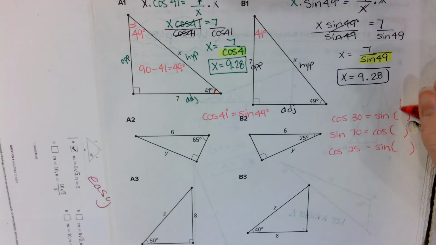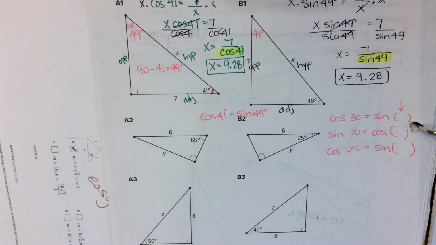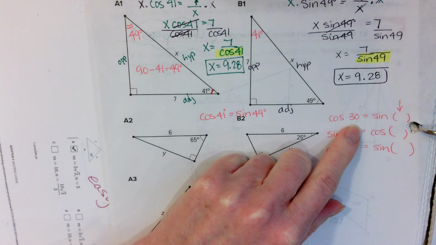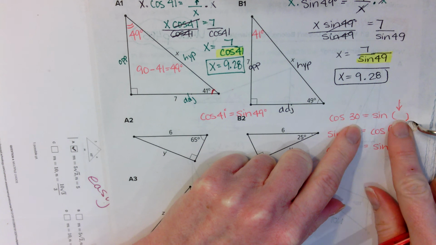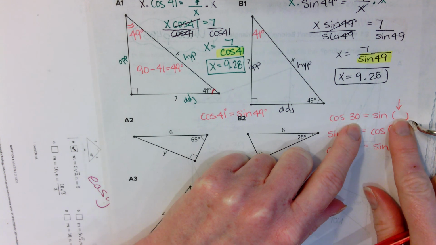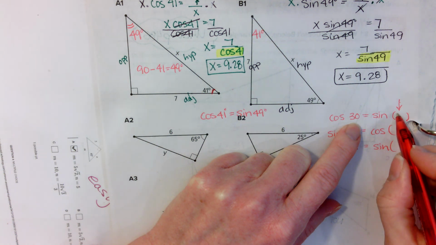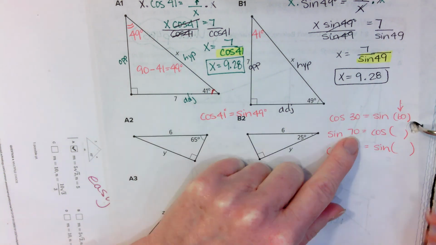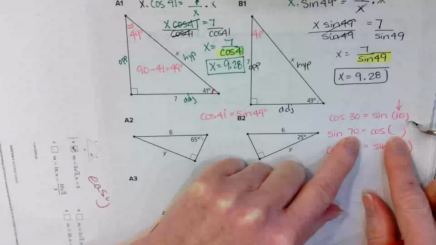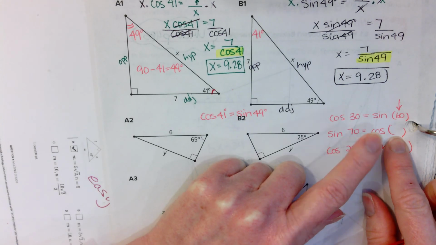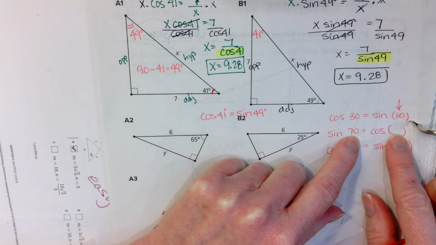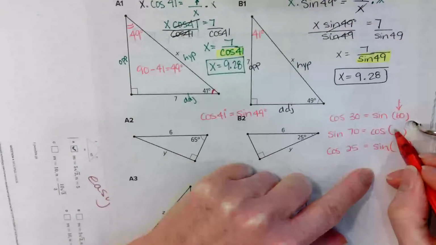This is the other acute angle of my right triangle. My two angles are always complementary. So the cosine of 30 has to equal the sine of, well, the 30 and this angle have to total 90. So this must be 30 and 60. Okay, well then set the sine of 70 equals the cosine of what? Well, this angle and this angle have to be complementary. They have to total 90. So this must be 20.